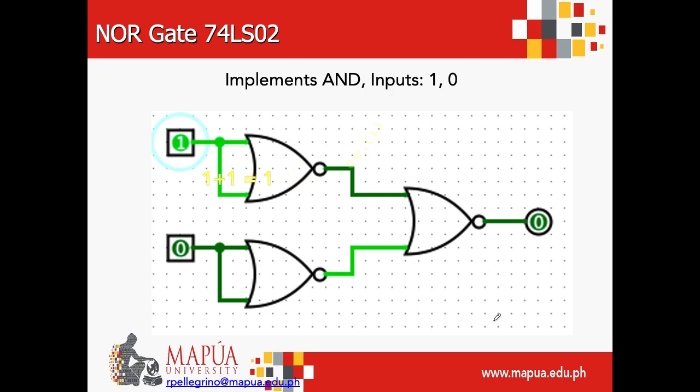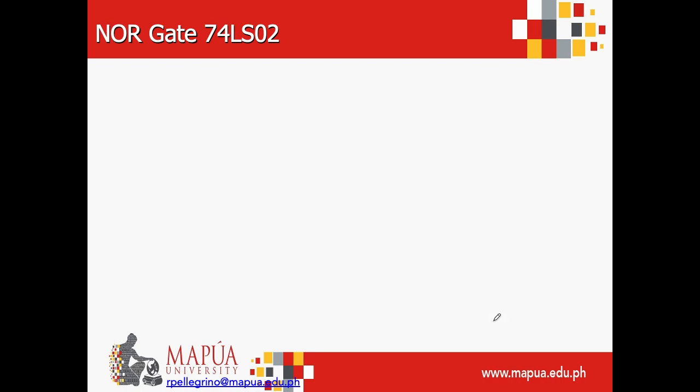So implements AND for inputs 1, 0. So 1 or 1 is 1. Complementing gives you 0. So 0 or 0 is 0. Complement is 1. So the last NOR gate will be 0 or 1 is 1. Complementing that is 0.